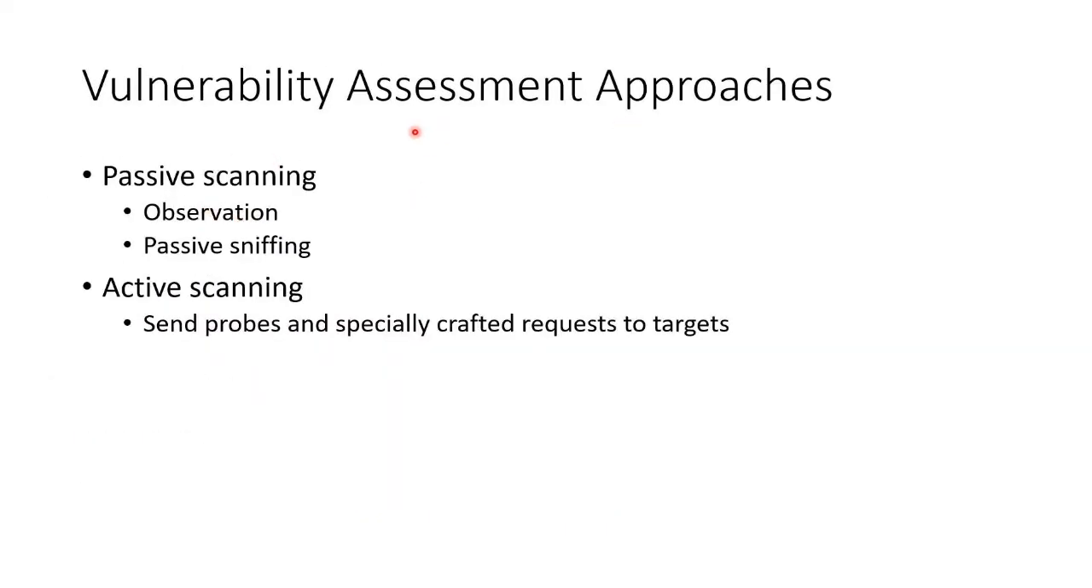Now, how do you do vulnerability assessment? You could just sit and watch. You could put a sniffer on a network and just observe and see how the protocols are talking back and forth and figure out something there. Or, if you want to get far more information, but you are going to be intrusive, you could actively scan. You could use a tool that sends specialized packets with specially crafted requests to target systems to see how they react.